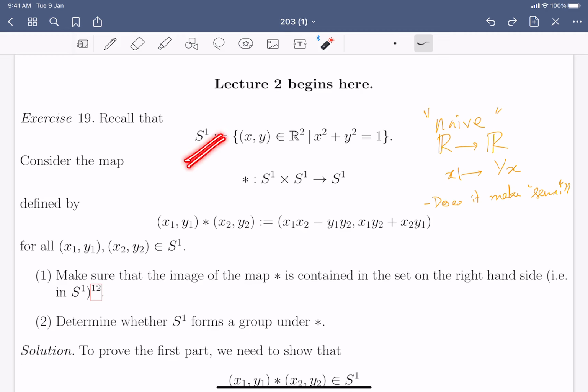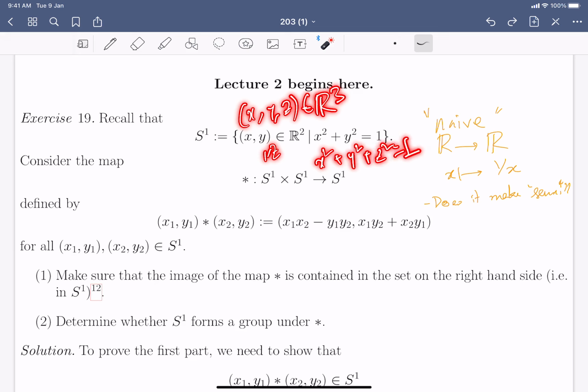We are going to begin with S1. S1 consists of all the tuples (x, y) inside R2 such that the sum of the squares of their coordinates is equal to 1. You're going to ask me why I use this letter S here. I think the reason is that S stands for sphere, and this notation makes sense because if you add one more coordinate, in other words, if you look at all (x, y, z) inside R3 such that x square plus y square plus z square is equal to 1, then what you get is the unit sphere with center at the origin. And then the letter S does make sense.